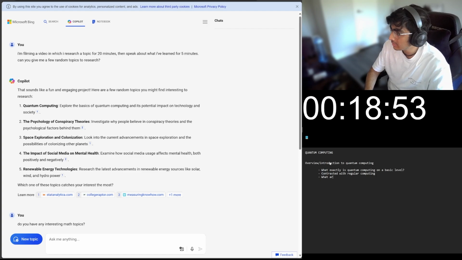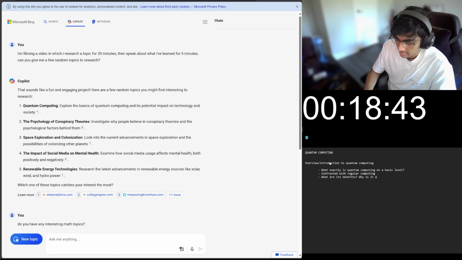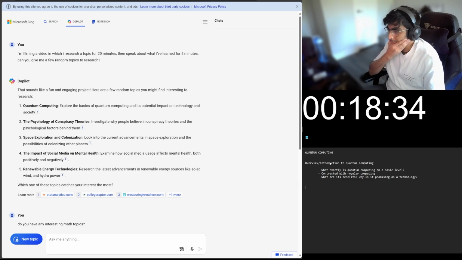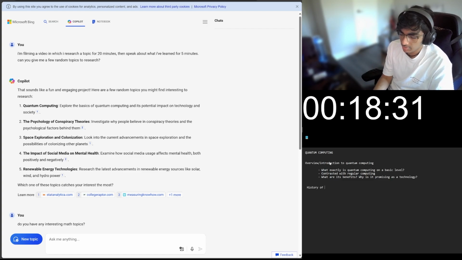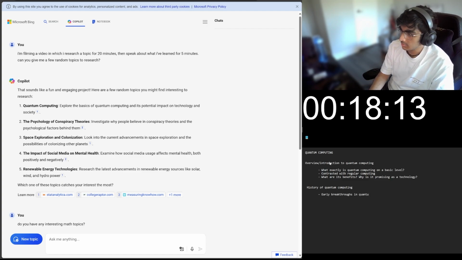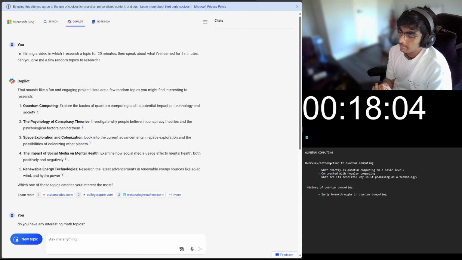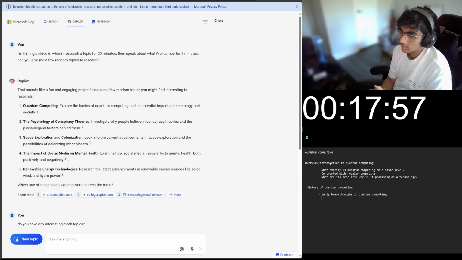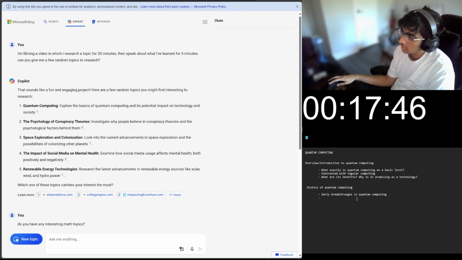Maybe what are its benefits? Maybe more broadly, why is it promising as a technology? Okay, that can be one section. Maybe another section can be some of the history of quantum computing. I'm guessing it doesn't have a very long history, right? But we can talk about early breakthroughs in quantum computing. That can come in a lot of different forms, but I'm guessing you're probably going to see inventions from companies or research papers 20, 30, 40 years ago talking about the potential of quantum computing. So early breakthroughs in quantum computing is important.